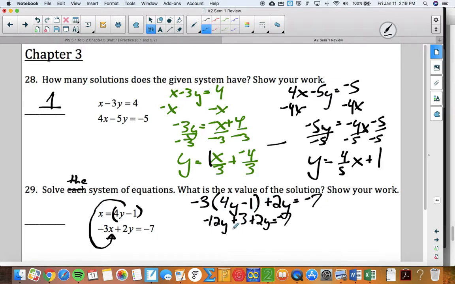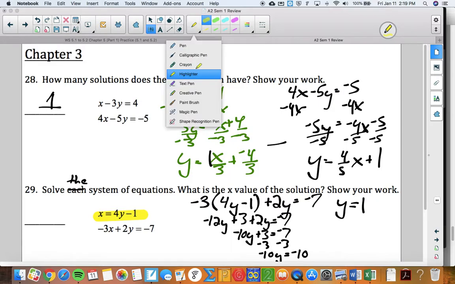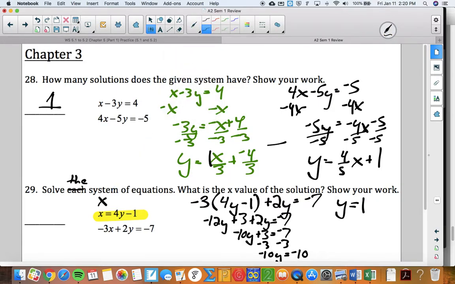They ask you what the x is, but it's easier to get the y first. We're solving for y right now. So we get negative 10y plus 3 equals negative 7. You subtract 3, you get negative 10y equals negative 10. So that means that y equals 1, folks. But again, we're not done. We need to figure out what x is. If you use this top equation now and plug in 1 for y, you can quickly see what x equals. x is going to equal 4 times 1 minus 1, which equals 3. So x is going to equal 3.